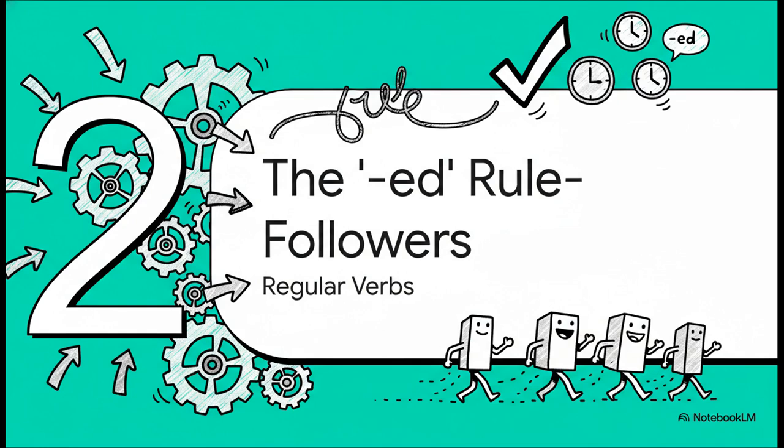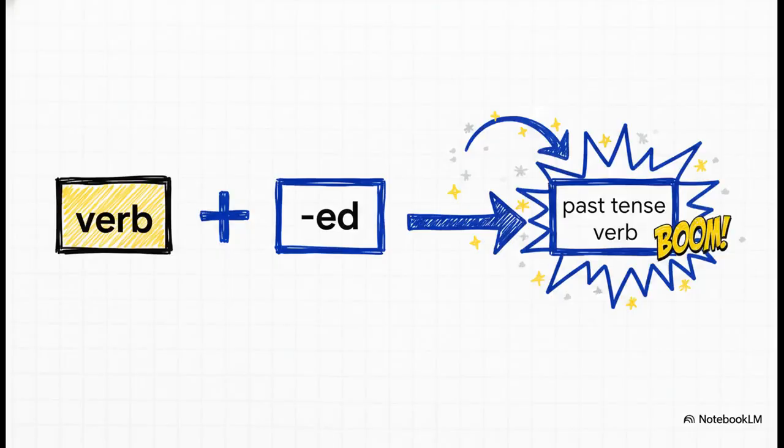How do we actually make the past tense? The easiest place to start is with the verbs that play by the rules. We call them regular verbs, and you're going to love them because they're super easy to work with. Seriously, for most verbs in English, the rule couldn't be simpler. You just take the verb, stick ed on the end, and poof, you've just sent that action back in time. It really is kind of like a little magic spell for grammar.